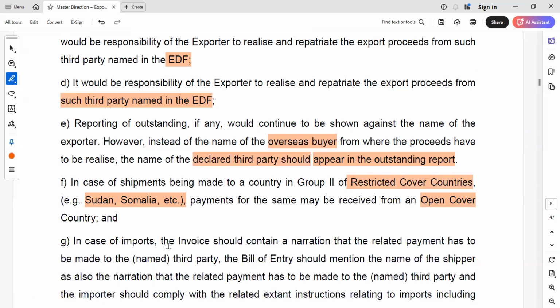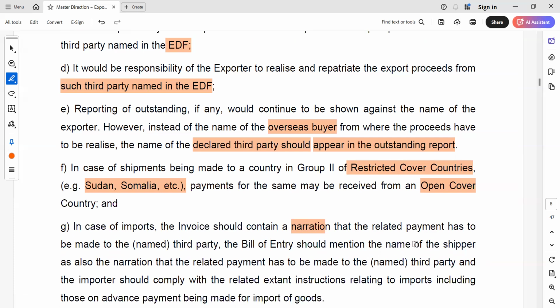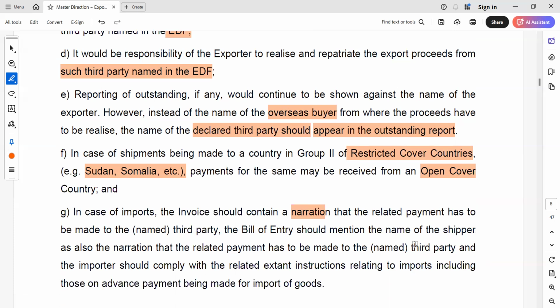In case of imports, the invoice should contain narration that the related payment has to be made to the third party. The bill of entry should mention the name of the shipper as also the narration that related payment has to be made to the third party, and the importer should comply with the related exact extent instruction relating to imports. So whenever there is a third party payment, then the name should be mentioned on the shipping bill. Okay, that name should be mentioned on the shipping bill, that is very important.